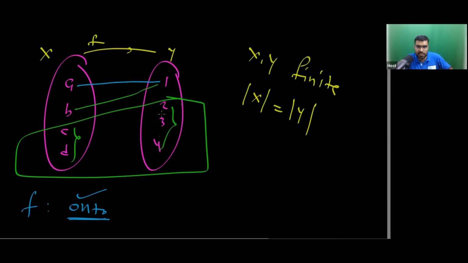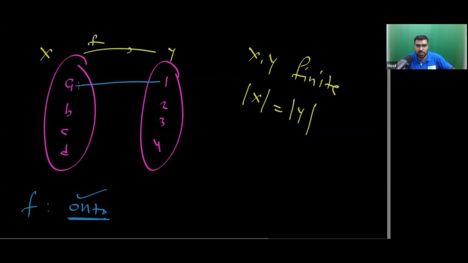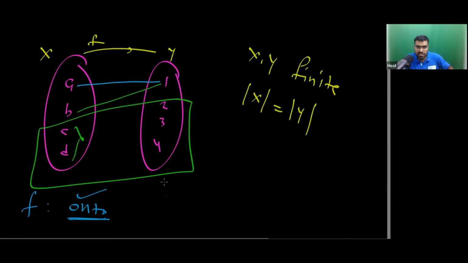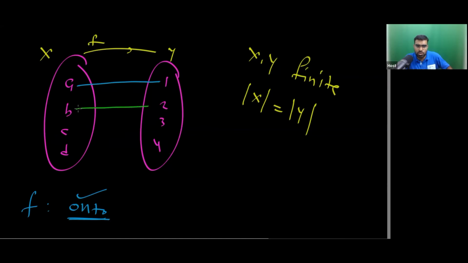Less number of elements here, more number of elements here. Now you cannot create an onto function. So this is what I'm saying. If you do this, then you cannot create an onto function because there are fewer elements here and more elements here. So that's the reason you have to do this.